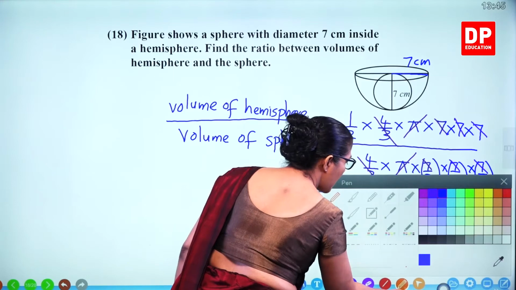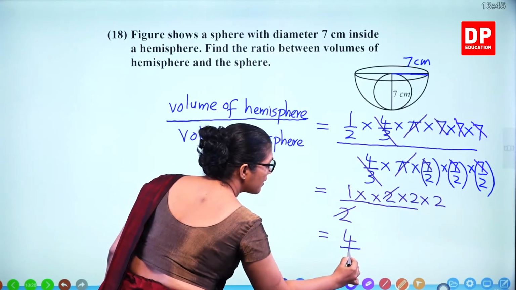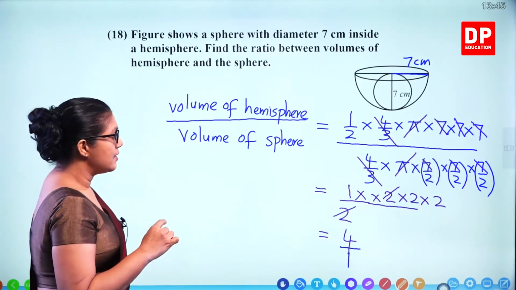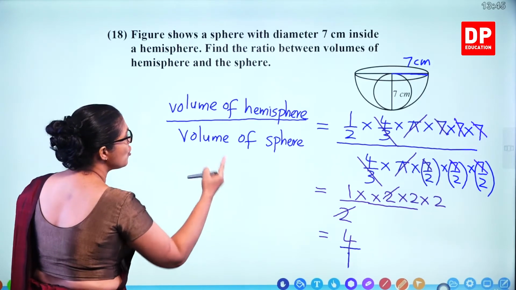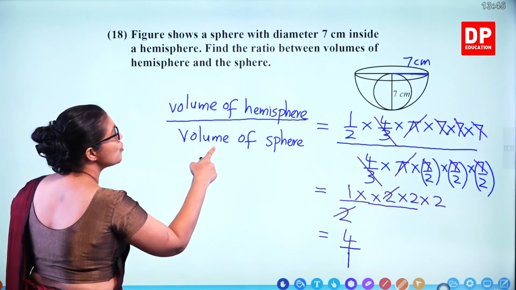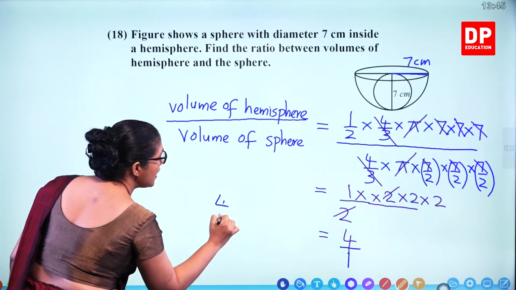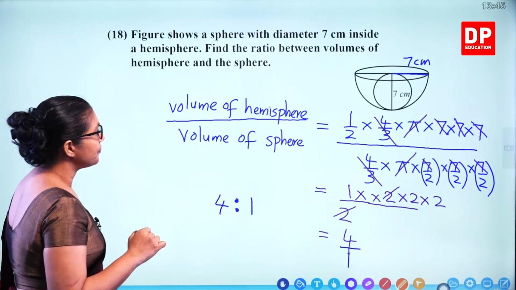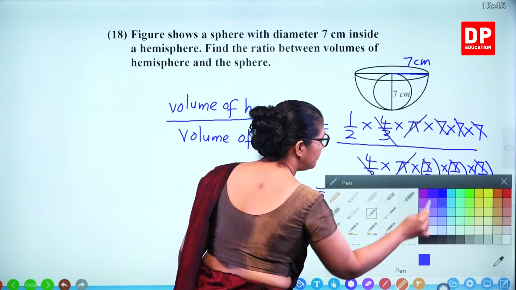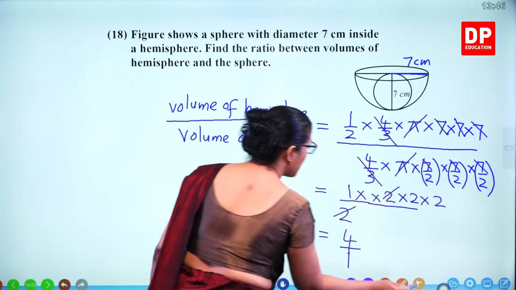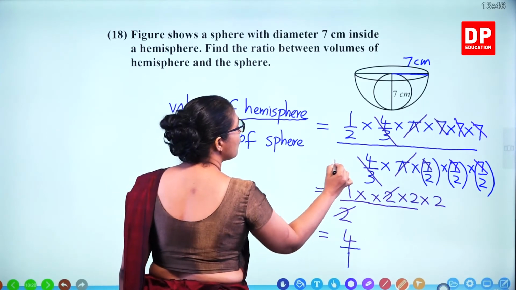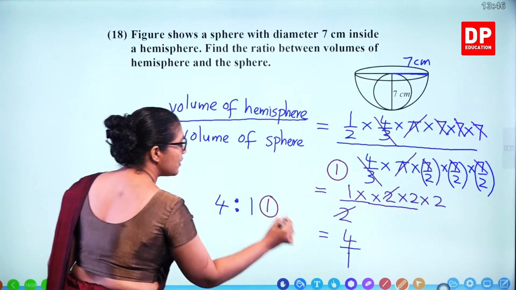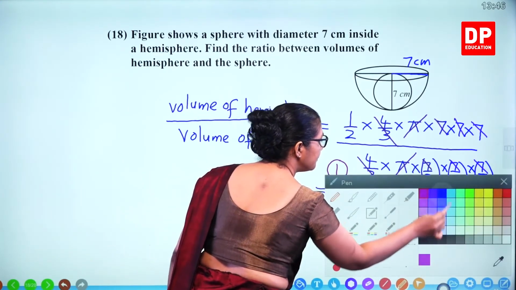So what's the ratio then? How can you write it as a ratio? This is like 1 there as the denominator. So what's the ratio? Volume of hemisphere to volume of sphere is 4 to 1. So 2 marks. 1 mark for the method and 1 mark for the correct answer.